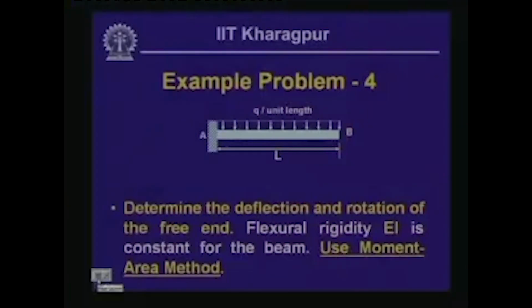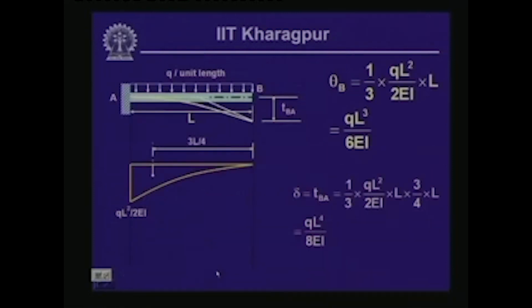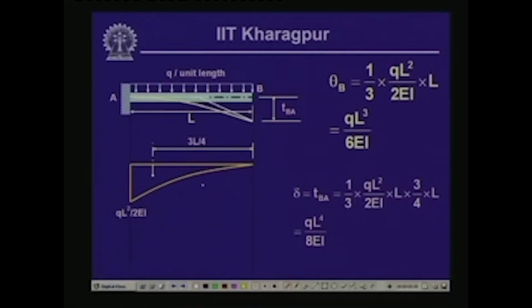Well, we have another example where it is a cantilever beam subjected to uniformly distributed load, and the flexural rigidity EI is constant for the beam. You will have to use moment area method. Now, here of course you will get a diagram which is not a linear one, and we have seen the diagrams which are linear one, and thereby it was easier to adopt the moment area method.